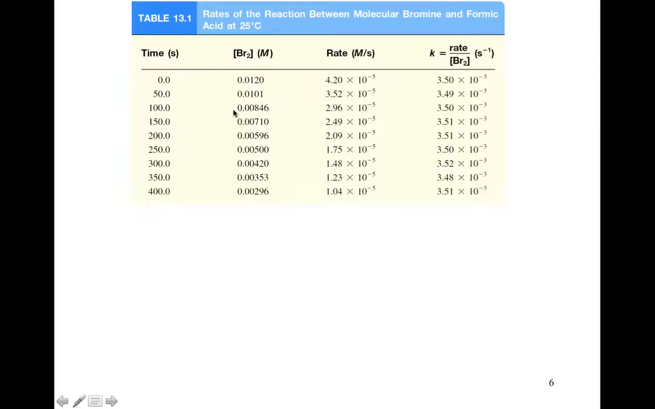So here's something pretty similar actually. Time, bromine again, its concentration, our rate and how that's changing, and then our K, which is our constant. And you'll note the cool thing about a constant is, well, it should be constant. And here you can see that while our rate is changing and our bromine is changing, our constant is just solid. 3.5 times 10 to the negative 3. 495, 515, 50, 52, 48, 51. I mean, that constant, it's beautiful. It's 3.5 times 10 to the negative 3. It's constant. That's what a constant's supposed to be.